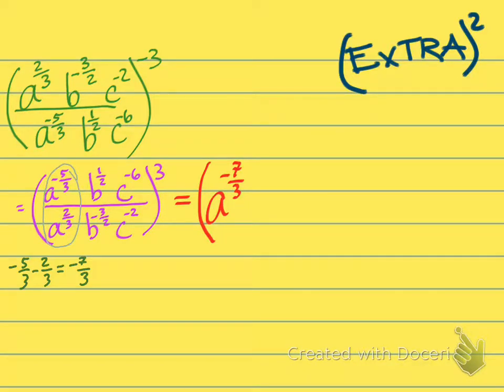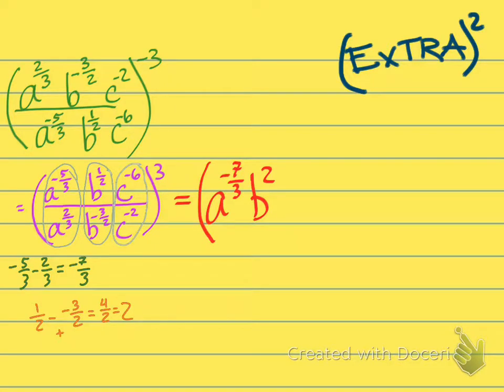Just subtract: negative 5/3 minus 2/3 is negative 7/3. So we got a to the negative 7/3 in our fraction. All right, let's do that same thing for the b. 1/2 minus negative 3/2 is 4/2. Okay, just because, remember, subtracting a negative is like adding. And by the way, 4 over 2 simplifies down to 2, so that is just b squared there. So that's our next one.